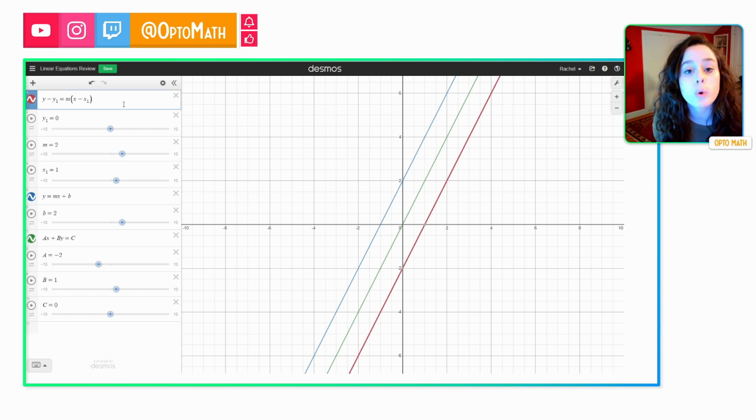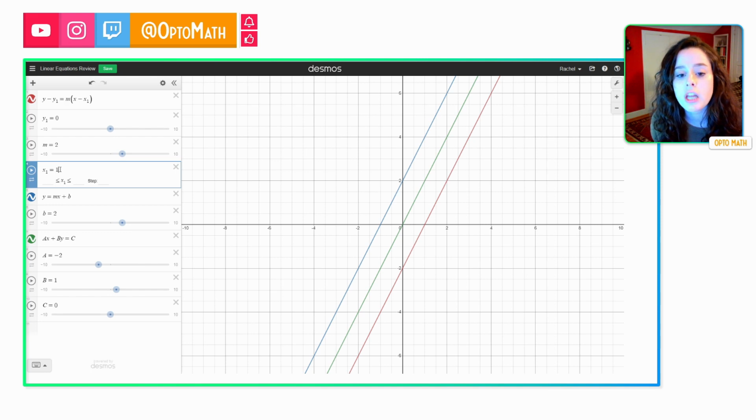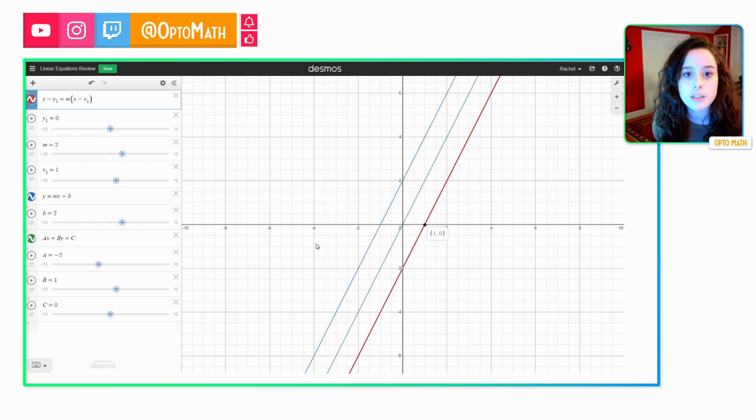This is our point slope, and we have some sliders here, and we've made our y1, which is our y-coordinate of our point, 0, our slope 2, and our x-coordinate 1. So we should have the point 1, 0 on our line, and let's check that that's true, and it is right here. That's our x-intercept.